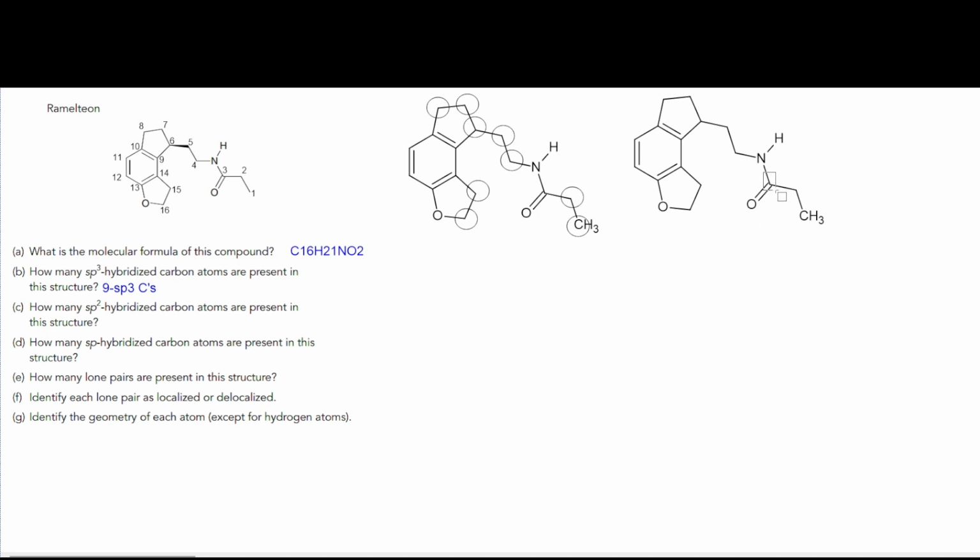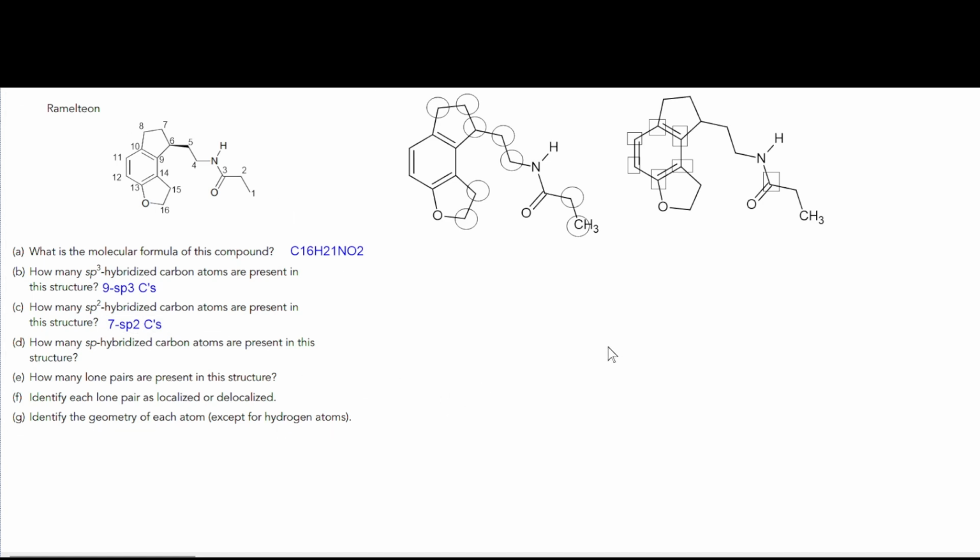So 1, 2, 3, 4, 5, 6, and 7. So a total of 7 sp2 hybridized carbons. I'll just write it down here: there are 7 sp2 hybridized carbons.